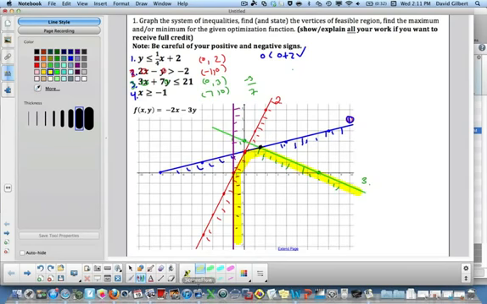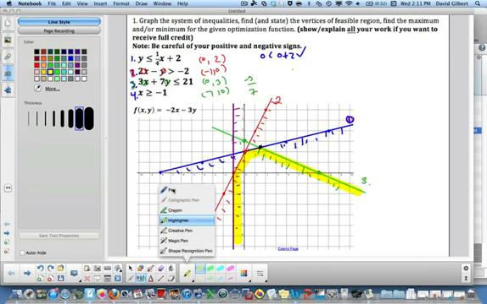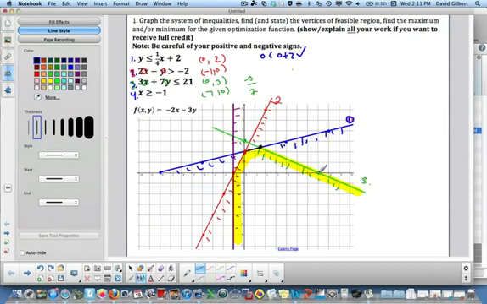Alright, notice we don't care about this point, though I marked it on my graph. This point here, I do not care about it as far as my feasible region. I'm only looking for the corners. So there's 1, 2, 3 corner points. It's easy to see that this is negative 1, 0. That's one of my vertices.